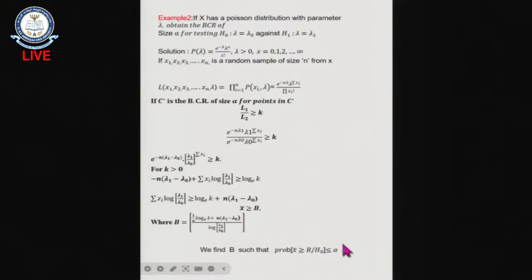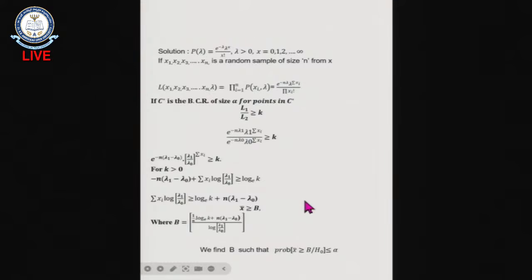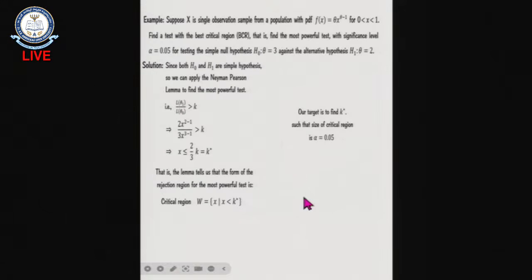This alpha is the maximum probability of occurrence that we allow. So we have to find the value of b based on this. So this is the most powerful test. This is called a general example. Now another one, a numerical example.